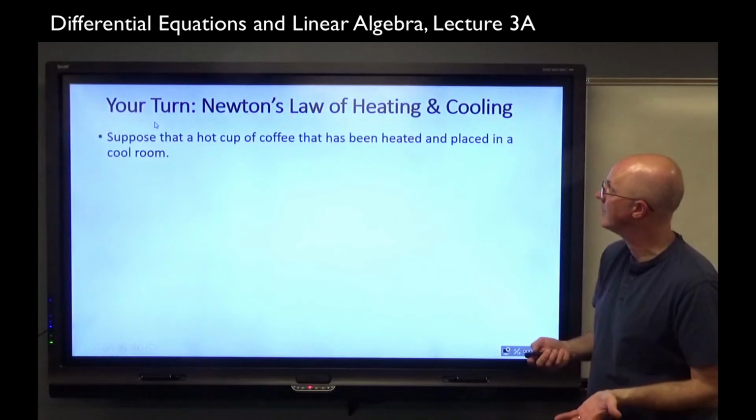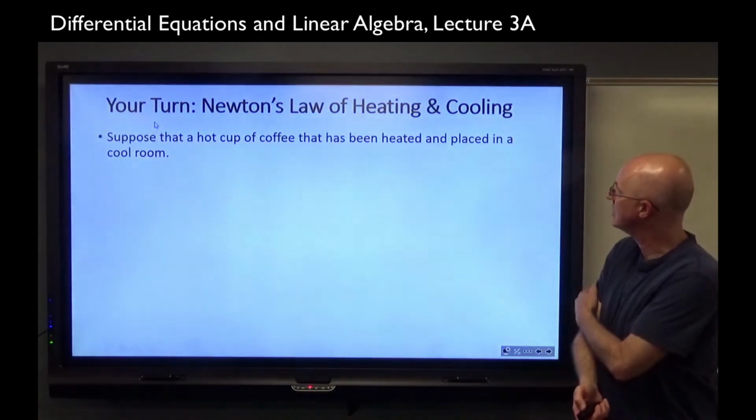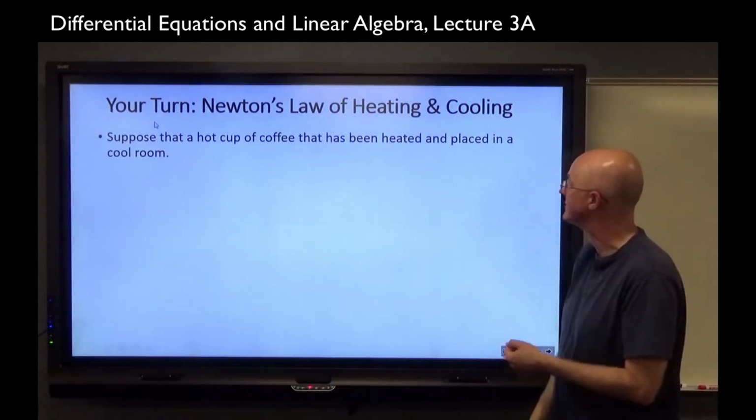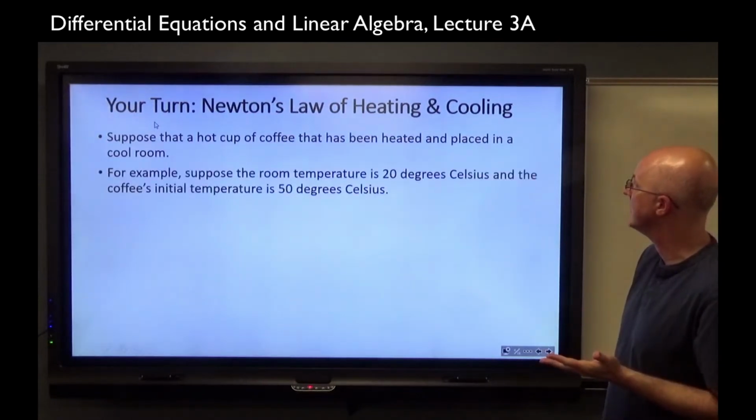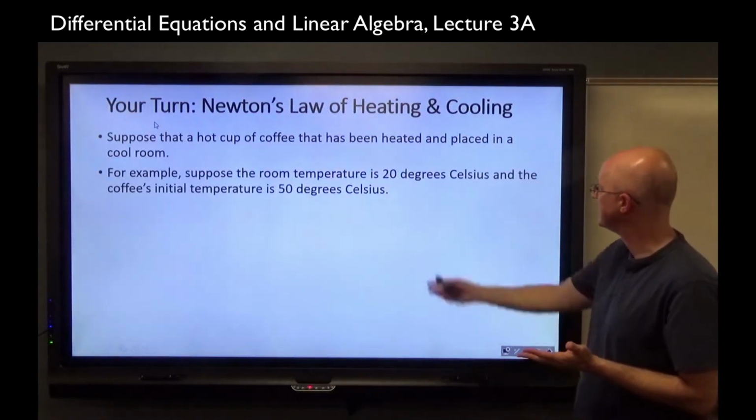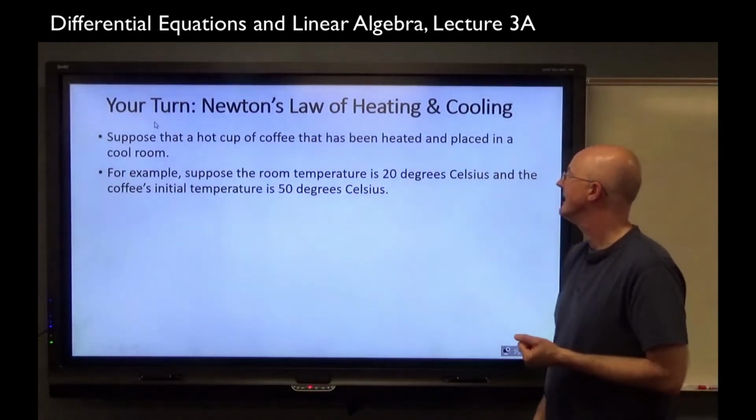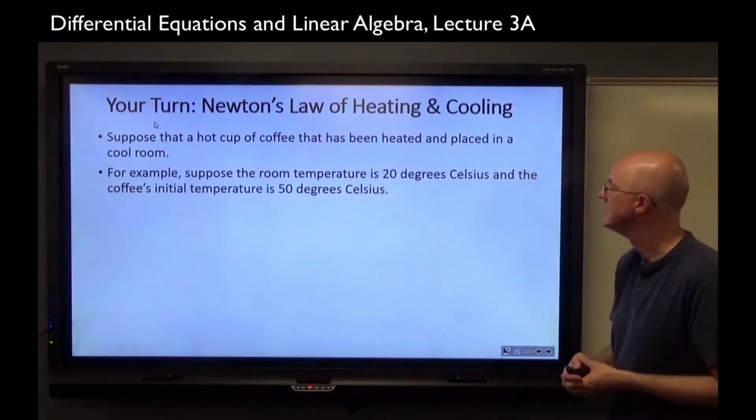It's going to be cooling. We're going to imagine we've got a hot cup of coffee that has been heated and placed in a cool room. Okay, I mean, if it's hot, it has been heated. I sort of repeated myself there. What is the temperature of the room? Say 20 degrees Celsius, that's a fairly cold room. And the coffee's initial temperature is fairly hot, 50 degrees Celsius.